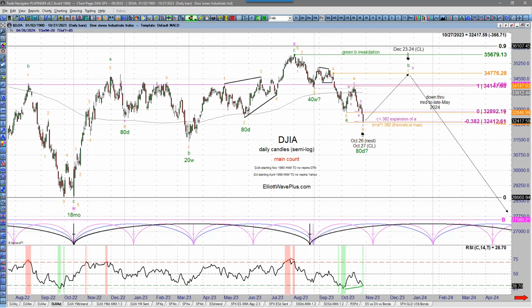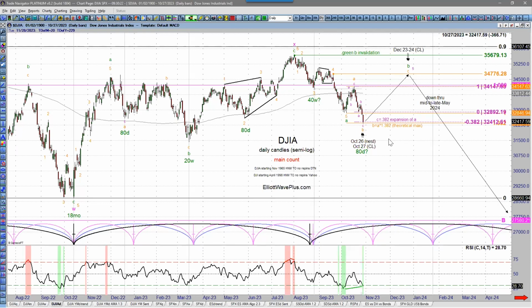The question is, what would be the invalidation on my count? Well, substantial further downward movement would be a problem for the count. And then I would have to tell you, if it does continue lower, what would the count be?